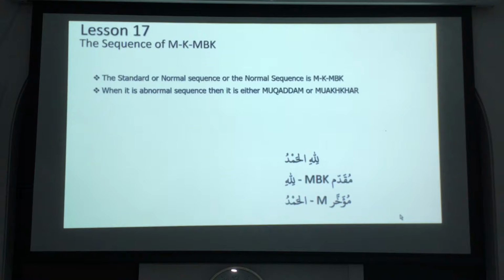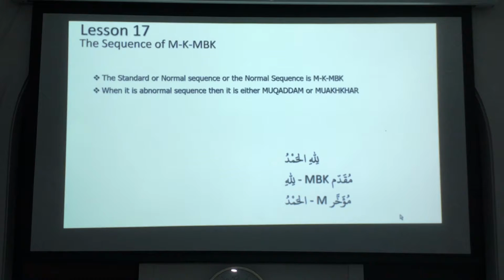We will see some examples where the mubtada is at the end, the subject is at the end. Muta'alliq bil khabar, number 3, is in the number 1 position, and the M went to the number 3 position. In that case, we say the MBK is muqaddam, meaning it came earlier than we expected. It was supposed to come at the end, but it came at the beginning. And we say the mubtada is muakhar. It was supposed to be number 1, but it went at the back.